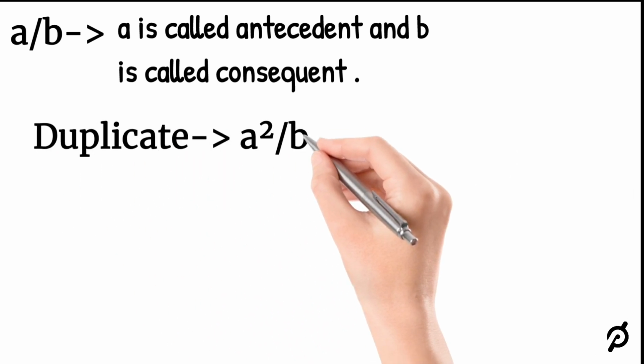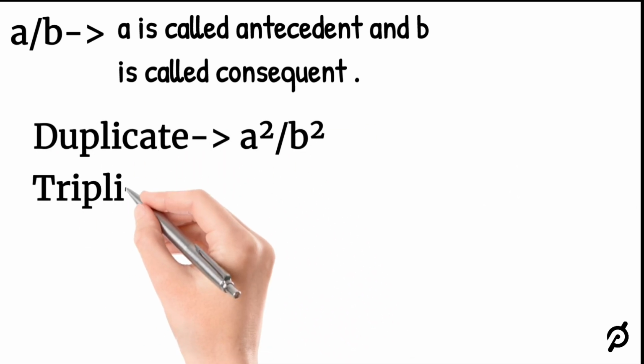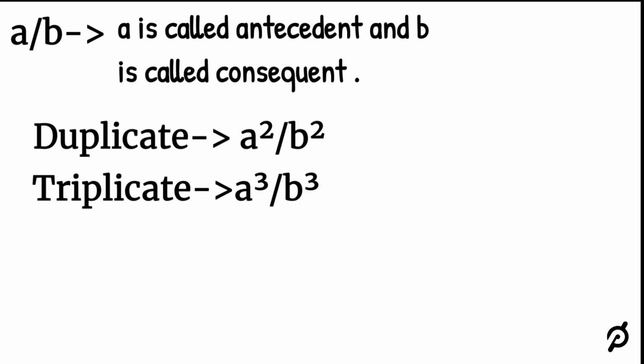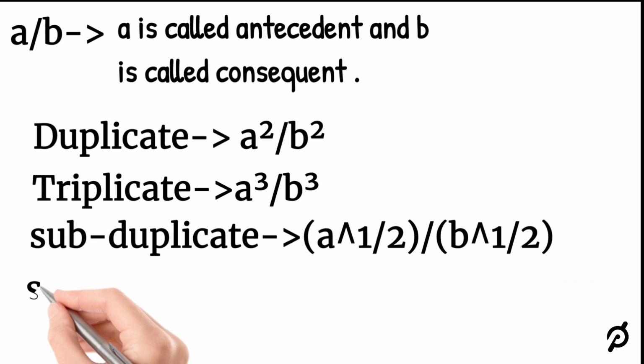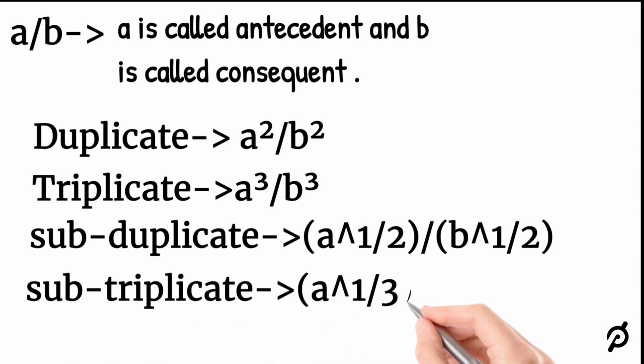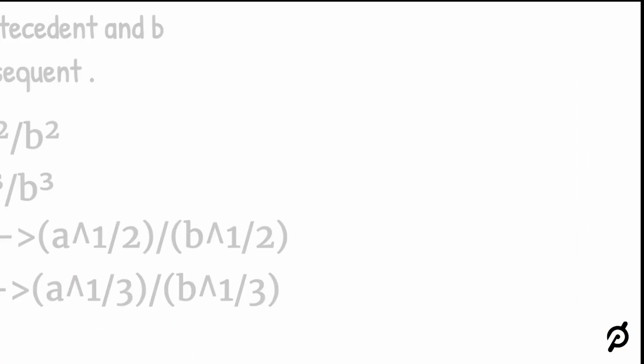Duplicate ratio is A square upon B square. Triplicate ratio means A cube upon B cube. Subduplicate means under root A upon under root B. Subtriplicate means cube root of A upon cube root of B.